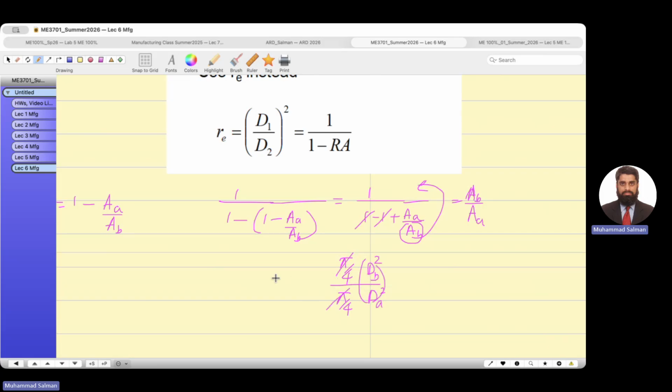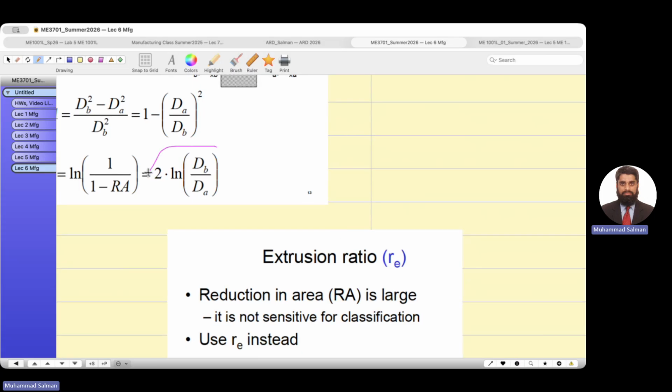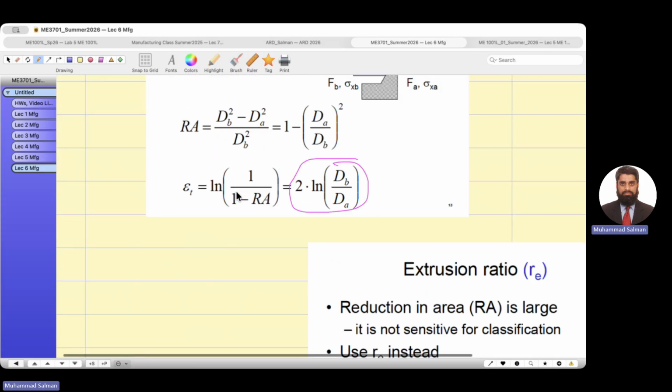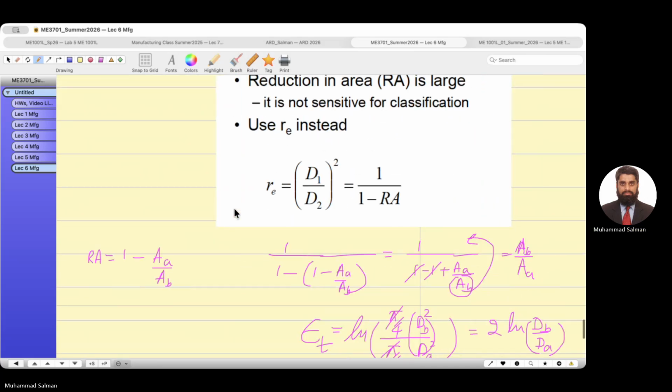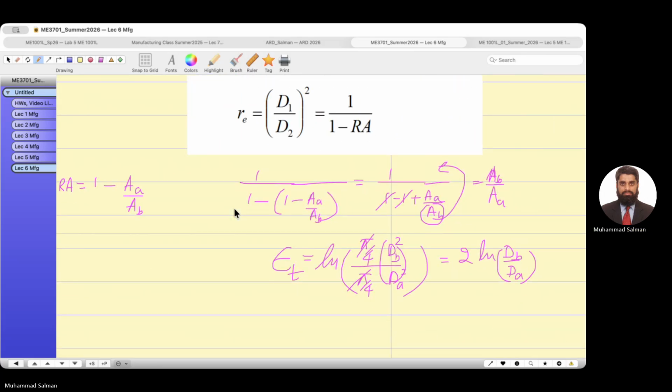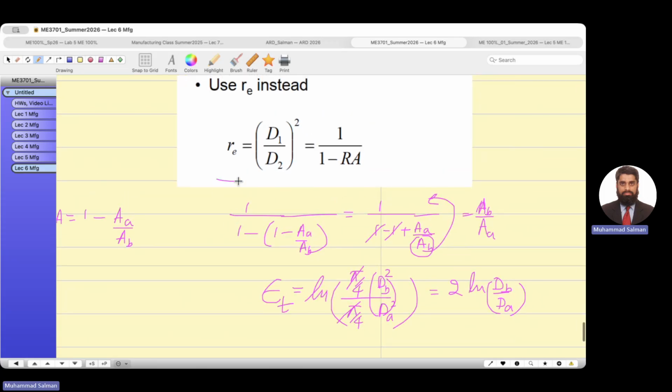And if you take the ln of this one, this becomes the true strain, and this 2 is in the power, so 2 becomes the coefficient, as the logarithmic rule. It is the same thing which we are doing over here. This also equals the true strain. And reduction area is this one. Okay, let's do one problem here.